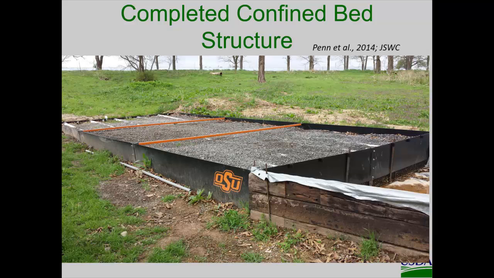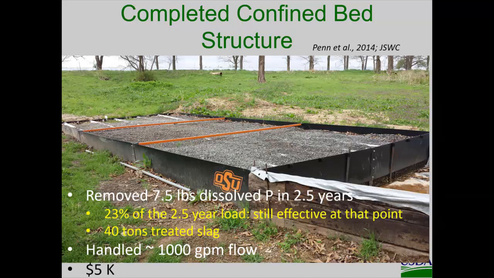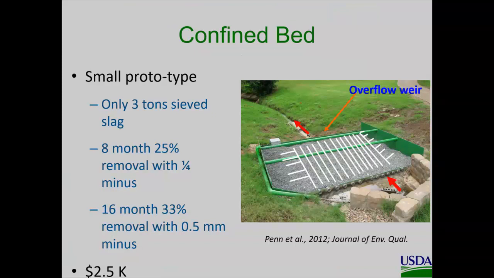This was on a poultry farm in eastern Oklahoma. It intercepted runoff water from around the barns. It removed 7.5 pounds of dissolved P in 2.5 years, 23% of the 2.5-year load. We had 40 tons of an aluminum-treated slag. It handled about 1,000 gallons per minute. Cost about $5,000.